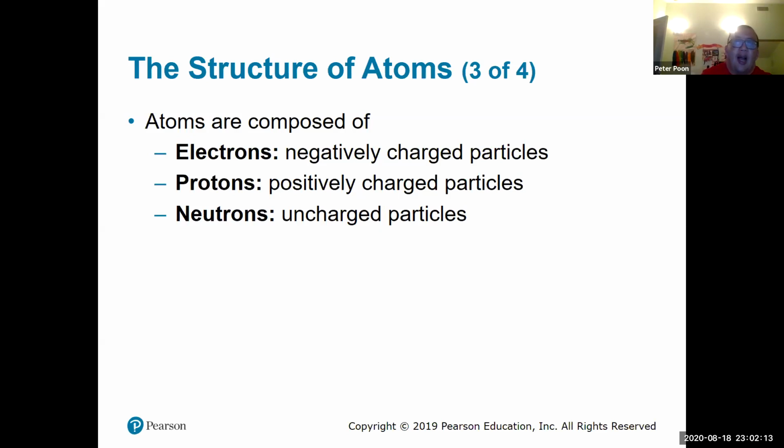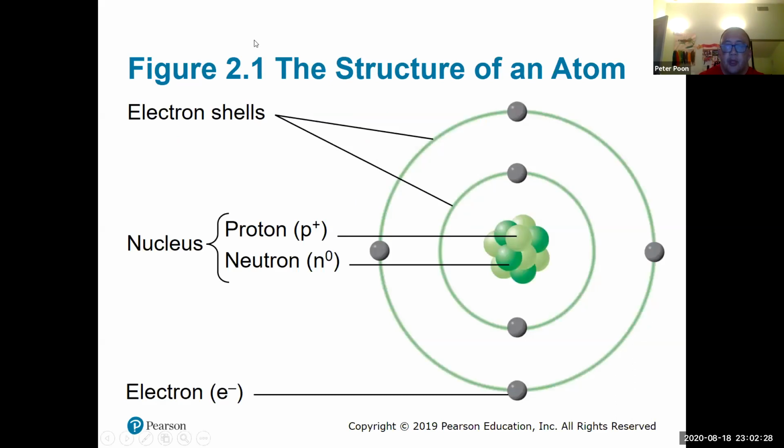Atoms consist of electrons, protons, and neutrons. Electrons are negatively charged, protons are positively charged, neutrons are not charged. Electrons move around the nucleus. The nucleus in the center is made of protons and neutrons. The other thing that you should know is that electrons have no mass. Neutrons and protons do. Neutrons and protons have a mass of 1.